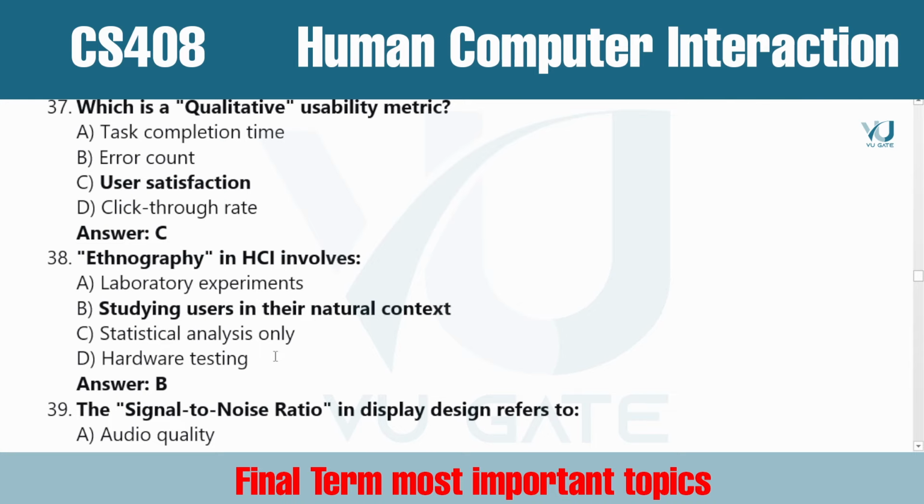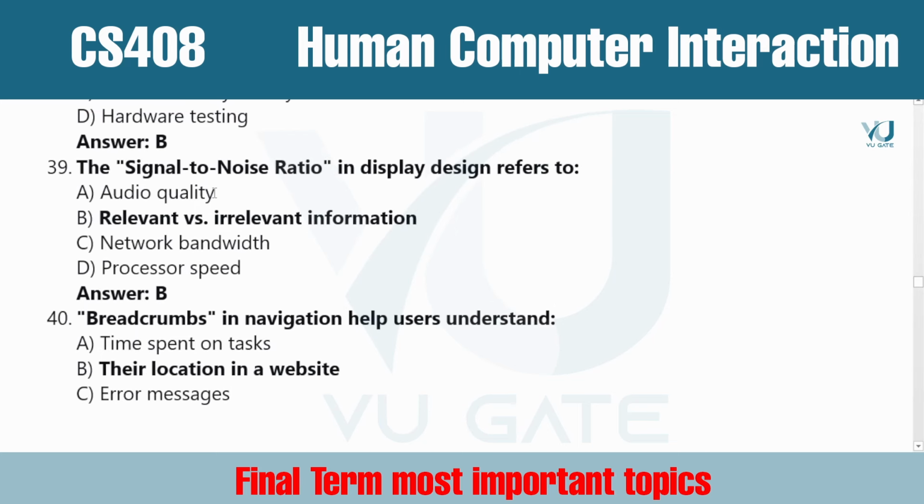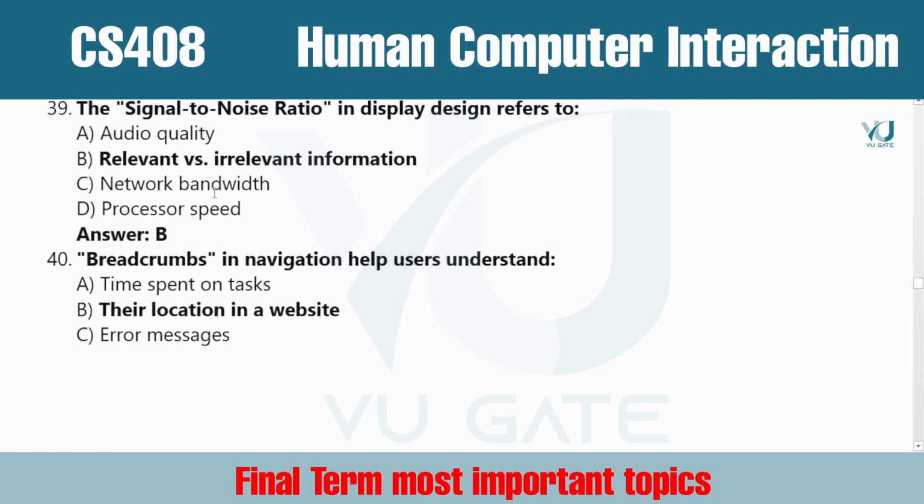Question 38. Ethnography in HCI involves? The correct answer is option B, studying users in their natural context. Question 39. The signal-to-noise ratio in display design refers to? The correct answer is option B, relevant versus irrelevant information.